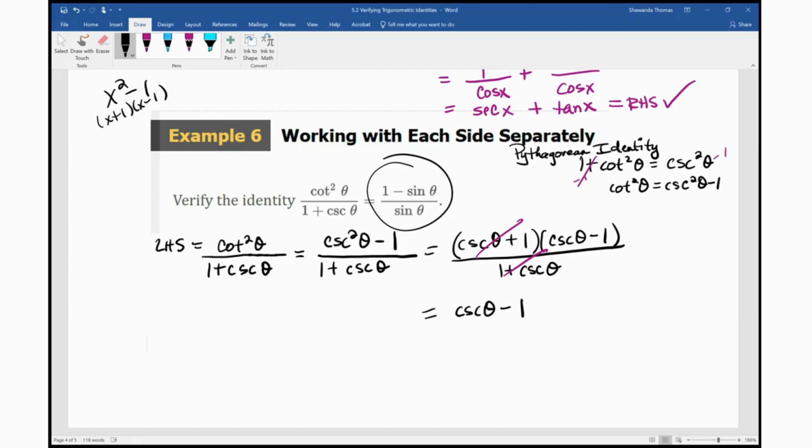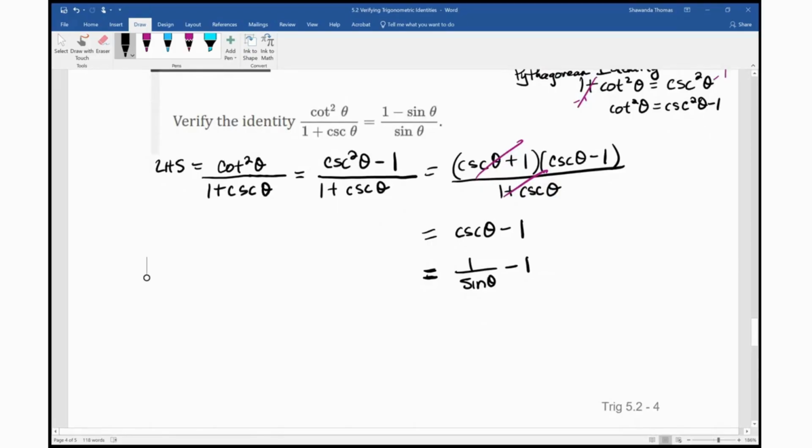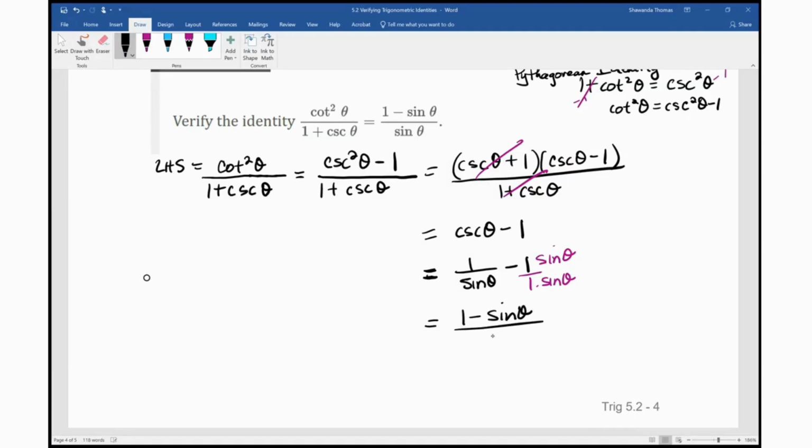Well, we do know that cosecant is, what's cosecant the same thing as? 1 over sine theta. So we're getting there. What do y'all think we need to do now to get it to where we need to go? It looks like all we have to do is combine the fractions. LCD, whatever. So that's over 1, so we'll multiply that by sine theta over sine theta. So you'll get 1 minus sine theta over sine theta, which is the right-hand side.